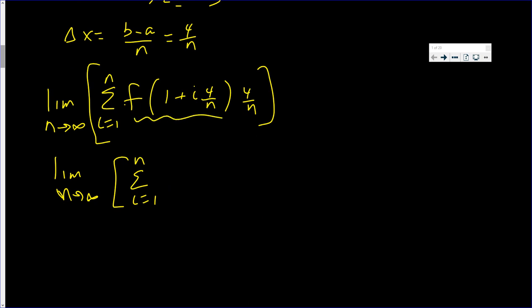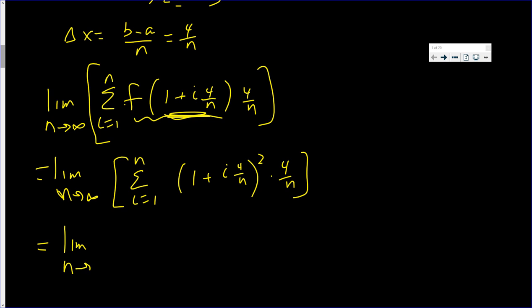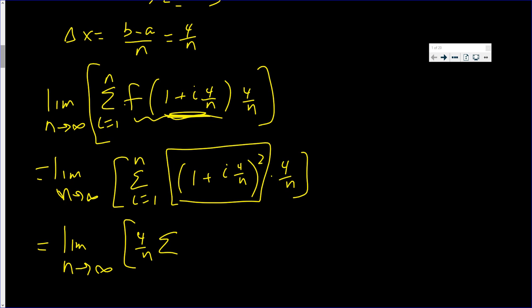Now, what is that? Well, f of anything is the anything squared. That's what f does. It squares, times 4 over n. You can bring the 4 over n in front if you like. So we have the limit as n goes to infinity of 4 over n times the summation of this, but that's something squared.